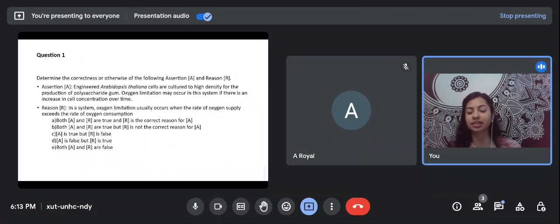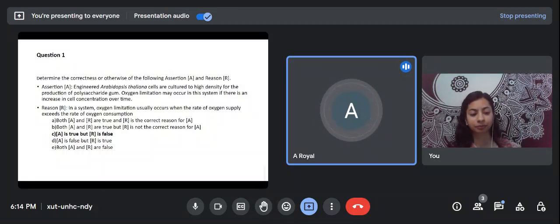So engineered Arabidopsis thaliana cells are cultured to high density for production of polysaccharide gum. Oxygen limitation may occur in the system if there is an increase in cell concentration over time and you're not giving enough oxygen. And the reason is the opposite, right? It might happen when the oxygen supply is not enough to keep up with the amount of oxygen being consumed by these cells. Okay, so C is correct.